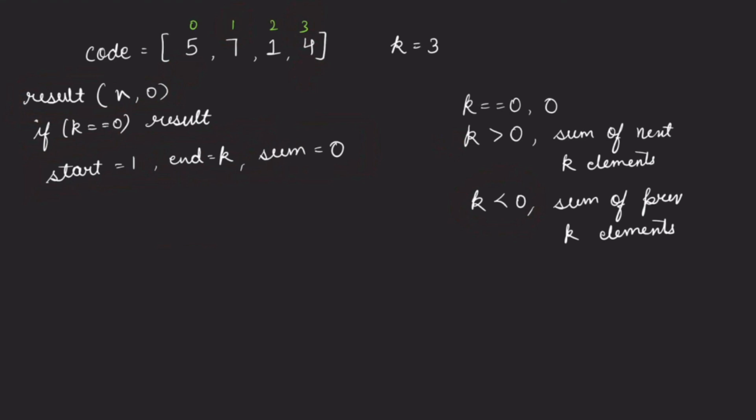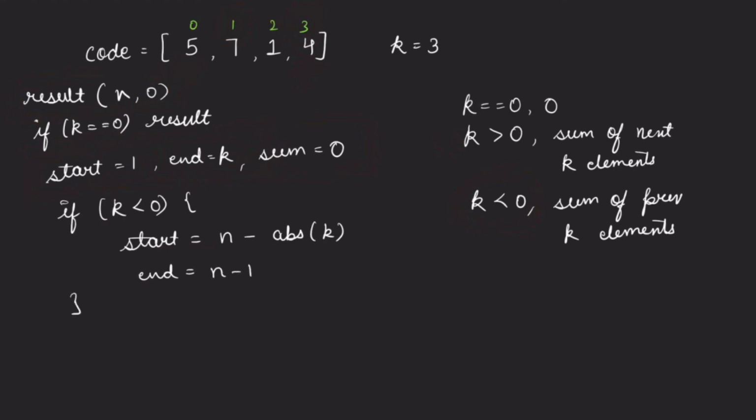But if k is negative, then in that case, we have to update start and end. So if k is less than 0, in that case, start will be equal to the kth element from the end of the array, right? So we will do n minus absolute of k, right? And end will be equal to the last element, which is n minus 1. So this will happen when k is negative, right?